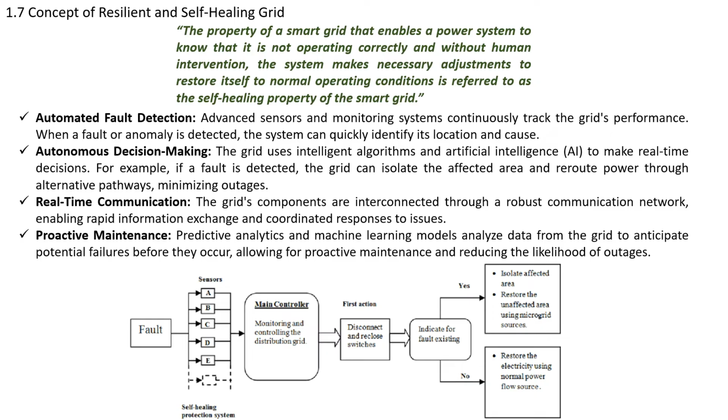So, the self-healing grid is a property of a smart grid that enables a power system to know that it is not operating correctly. Without any human intervention, the system makes necessary adjustments using data analytic techniques to restore itself to the normal condition. This property is known as the self-healing property. It consists of many functions like automated fault detection, autonomous decision making, real time communication, and proactive maintenance.